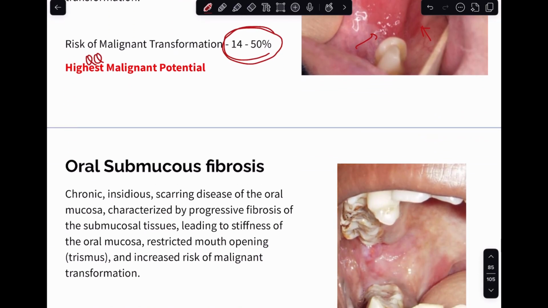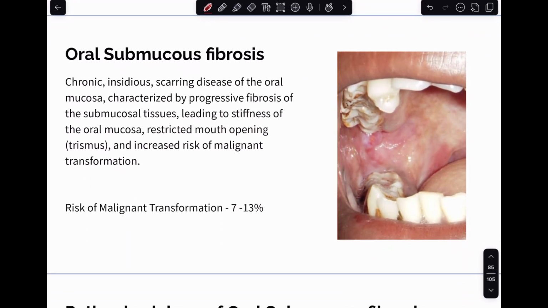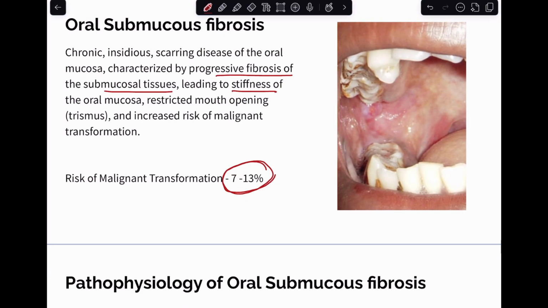And thirdly is oral submucous fibrosis. This is a chronic, insidious, scarring disease of the oral mucosa, which is characterized by progressive fibrosis of the submucosal tissue, leading to stiffness of the oral mucosa, restricted mouth opening, and an increased risk of malignant transformation. The risk over here is about 7 to 13%. So our highest risk is in case of erythroplakia.